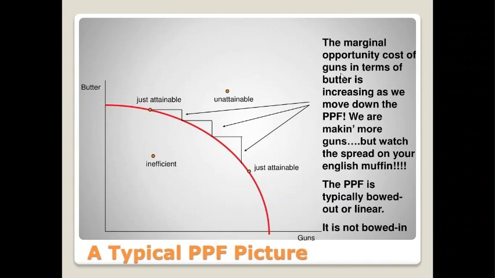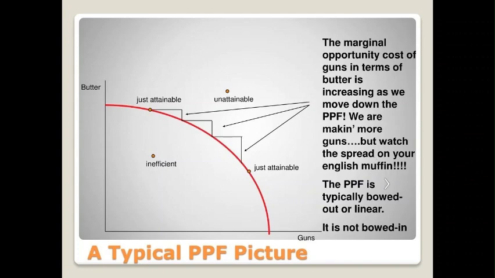The marginal opportunity cost of guns in terms of butter is increasing as we move down the production possibility frontier. As you can see, when we move down the frontier, there's a marginal increase in the amount of guns supplied. But in order for guns to be supplied at a greater quantity, there needs to be a deduction in the quantity of butter. We are making more guns, but what's the spread on the English muffin, as I like to say?